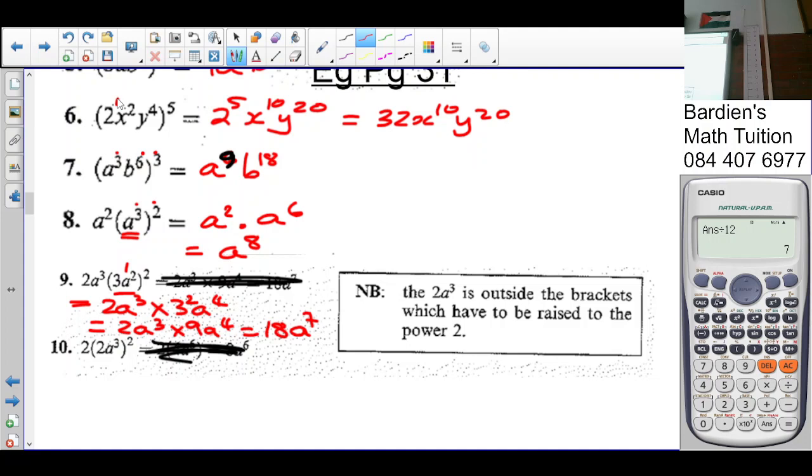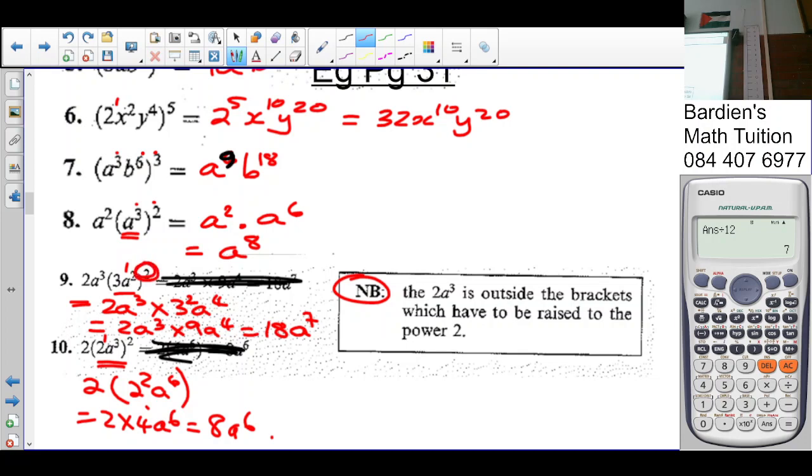And the last one, brackets first. 1 times 2 is 2. a to the 3 times 2 is 6. 2 squared is 4a to the 6. 2 times 4 is 8a to the 6. Very important to note that 2a cubed is outside the bracket, which does not have to be raised to the power. So that 2 on the bracket only applies to the bracket and not to the 2a cubed outside the bracket.